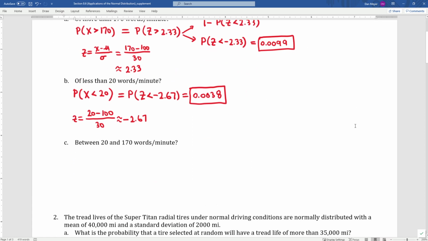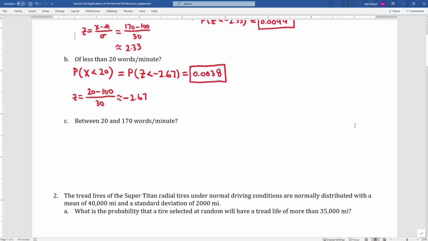All right, then in part C, we want to know the probability that the dictation speed is between 20 and 170. So that's our dictation speed, our normal random variable x. We want that to be between 20 and 170. So we need 2 z-scores. We've actually already computed both of those z-scores. When we standardize this problem, that's going to be the probability that our standard normal random variable z is between, let's see, the z-score for 20 was negative 2.67, and the z-score for 170 was 2.33.